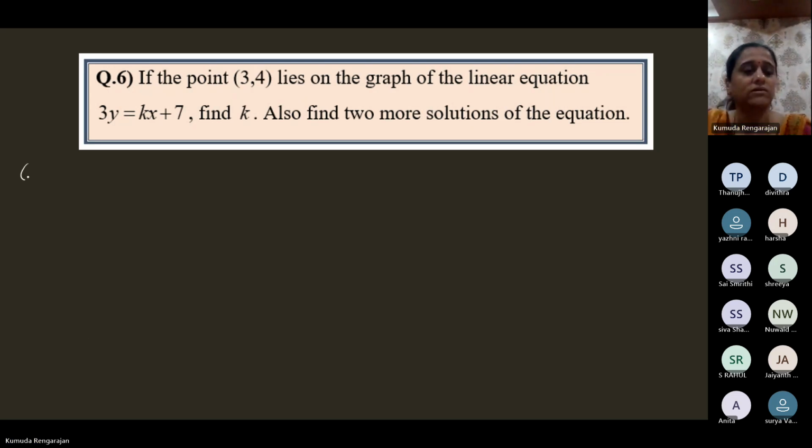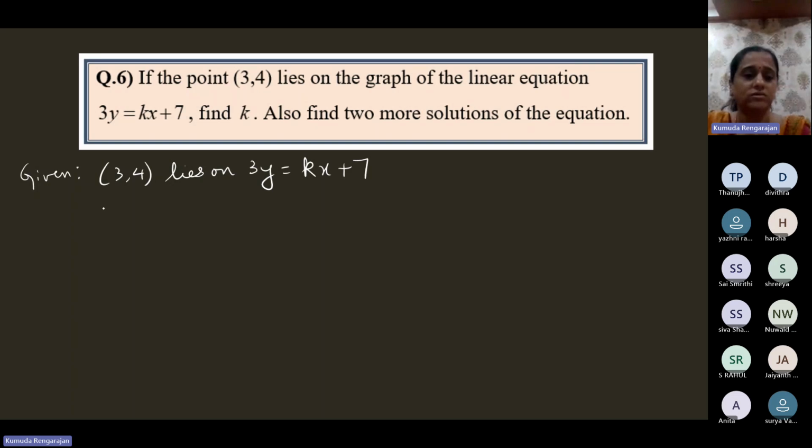Okay. So given 3, 4 lies on 3y is equal to kx plus 7. So 3 into what's the value of y? 4 is equal to k into what's the value of x? 3 plus 7. So in the equation, use 3 for x and 4 for y, because if 3, 4 lies on the equation, it will satisfy the equation. So x is 3, y is 4.